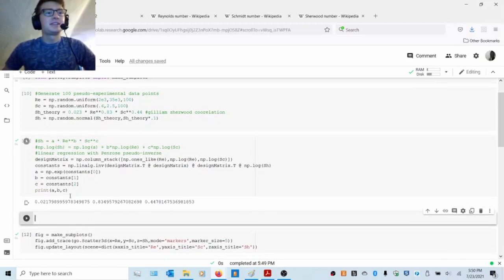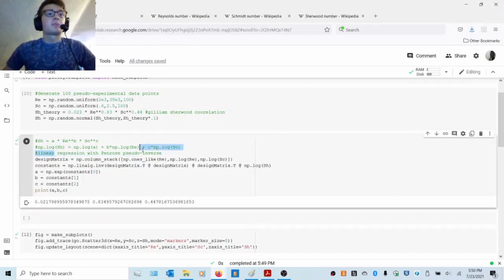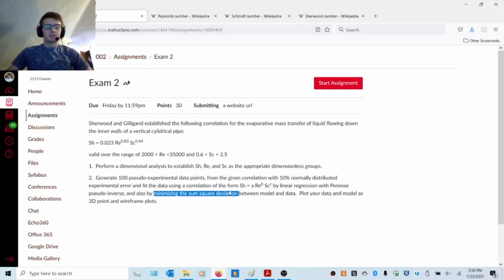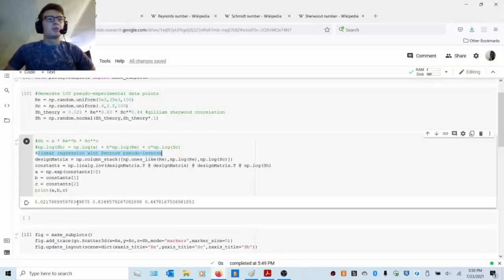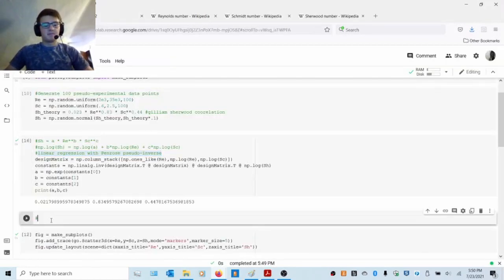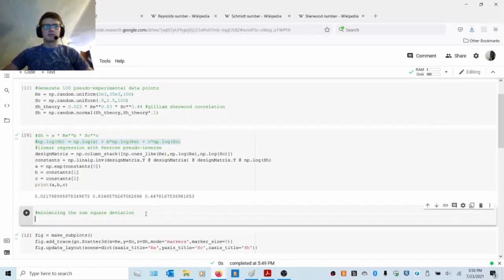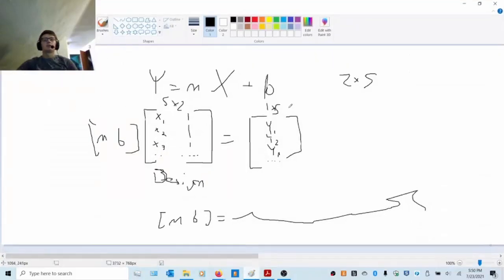So, let's see. We have just used the linear regression with the Penrose pseudo-inverse to determine these constants A, B, and C. But that's not all we're asked to do. We're also asked to minimize the sum squared deviation. So, what in the world does that mean? Well, I know what it means. I just have to think about it for a second before I explain it, so that I can explain it a little bit better.